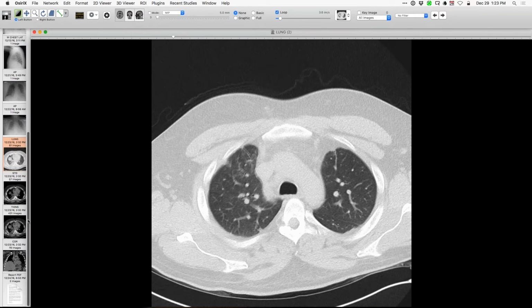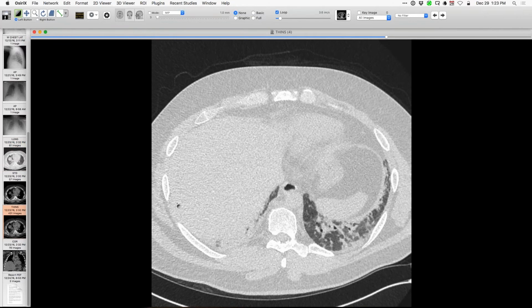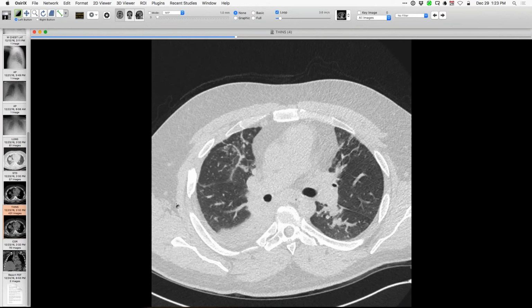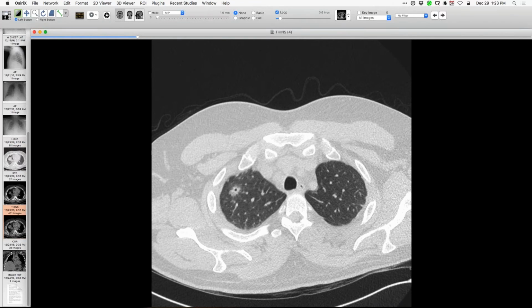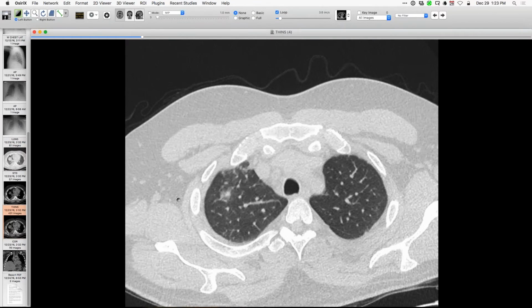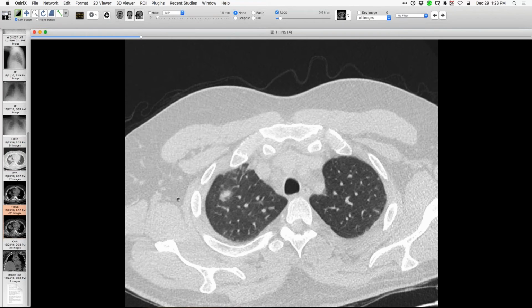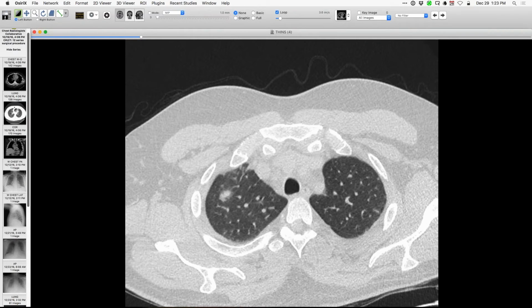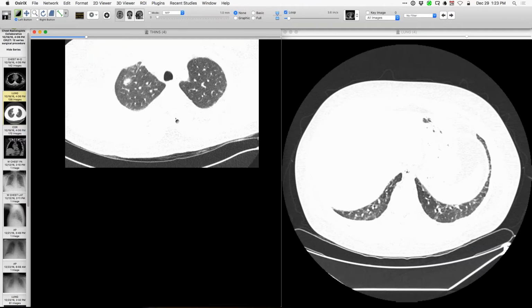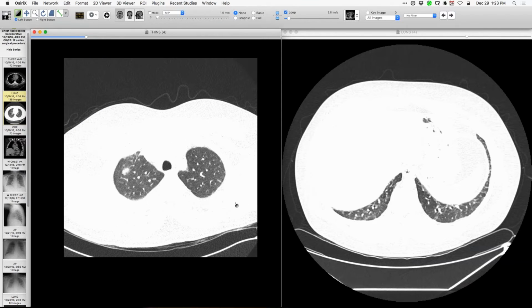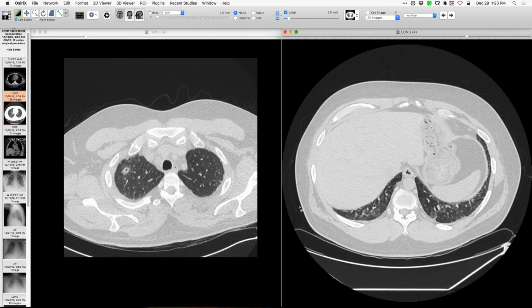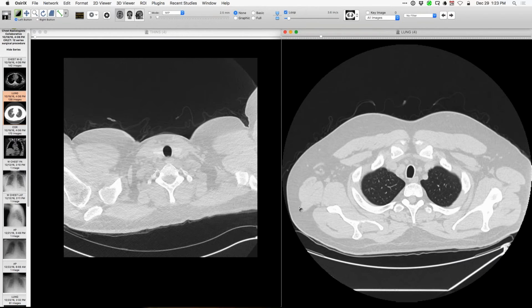Let me actually bring this up in thin so that you can see what they look like a little bit better. Sorry, my mouse is not cooperating very well. Ignore the rest of the stuff in the lower chest, which is not relevant. But here's item number 1, and item number 2 is right there. And these are new from a previous CT scan. And here we bring up the previous. So this is new from before.